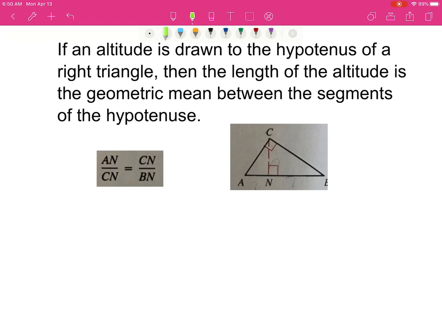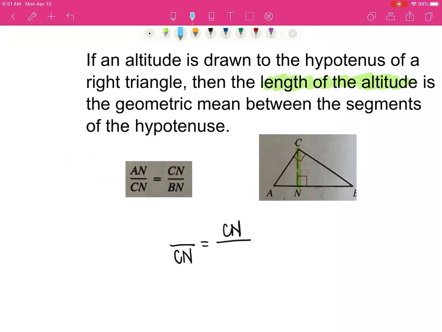So here we are. We have an altitude drawn to the hypotenuse of a right triangle. The length of the altitude, that's CN, is the geometric mean. So the first thing I see is the length of the altitude is CN. That's the geometric mean, so it's going to be put in those two positions in the proportion between the segments of the hypotenuse.